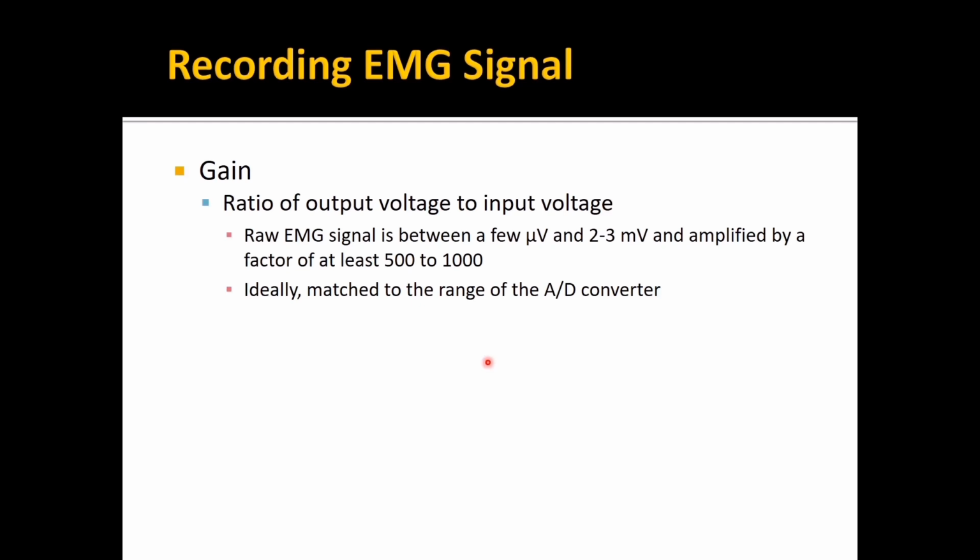Gain is the ratio of output voltage to input voltage. The raw EMG signal is between a few microvolts and 2 or 3 millivolts and is amplified by a factor of at least 500 to 1000. Ideally, the gain should be set in such a way that the amplitude of the signal is matched to the range of the AD converter.